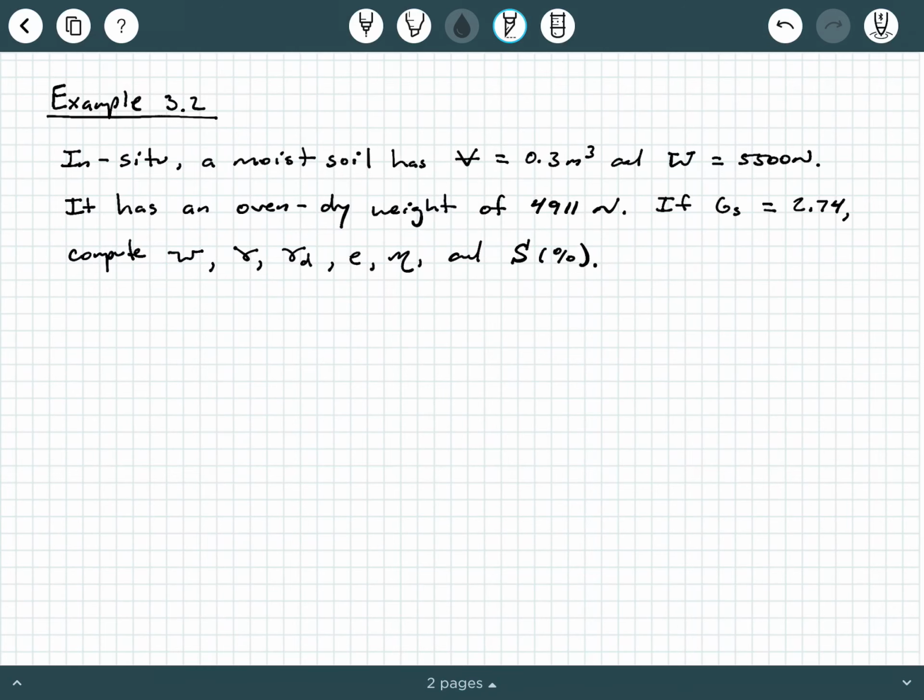The first thing I want to mention is the word in situ. In situ means basically from the ground, from the soil. So when we say in situ, we mean that this soil sample was directly pulled right out of the ground, and it was moist, and 0.3 cubic meters was pulled out directly, and the total weight was 5,500 newtons. Remember what that term means, because you're going to see it quite a bit in this course and future courses.